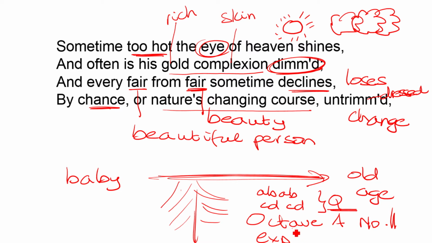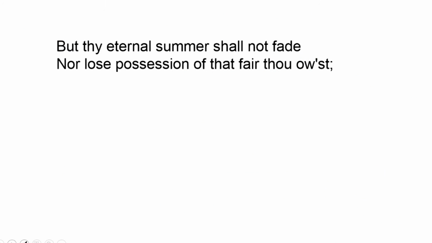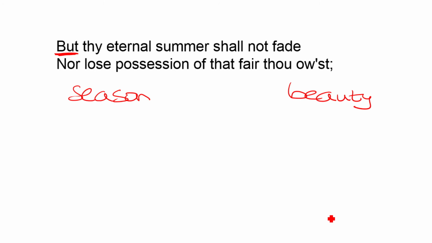He explores some of the aspects of a summer's day. Summer's obviously a beautiful season. It has a lovely warm sun. It's got lovely breezes and beautiful flowers, but it's also changeable. Sometimes it's too hot, sometimes it's too windy, sometimes it's too cloudy. The wind can be too rough, and the problem is summer ends. But here he is going to show the difference between the season of summer and the beauty of the person that he wants to describe.